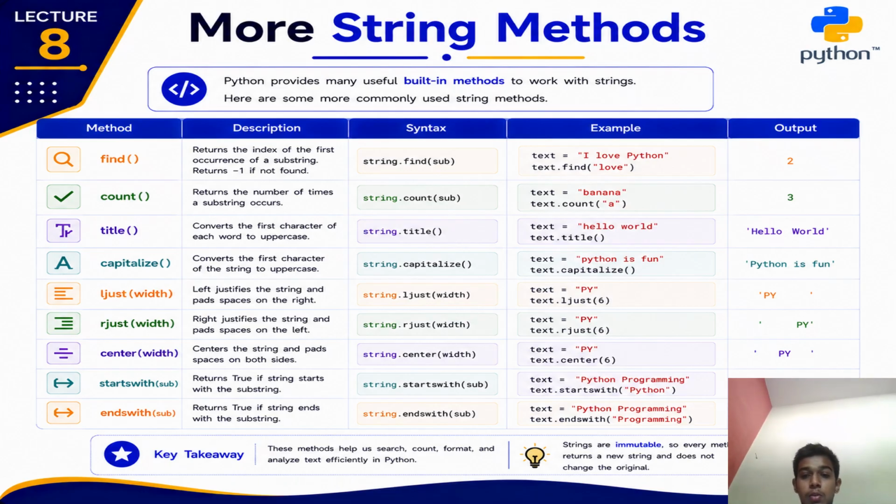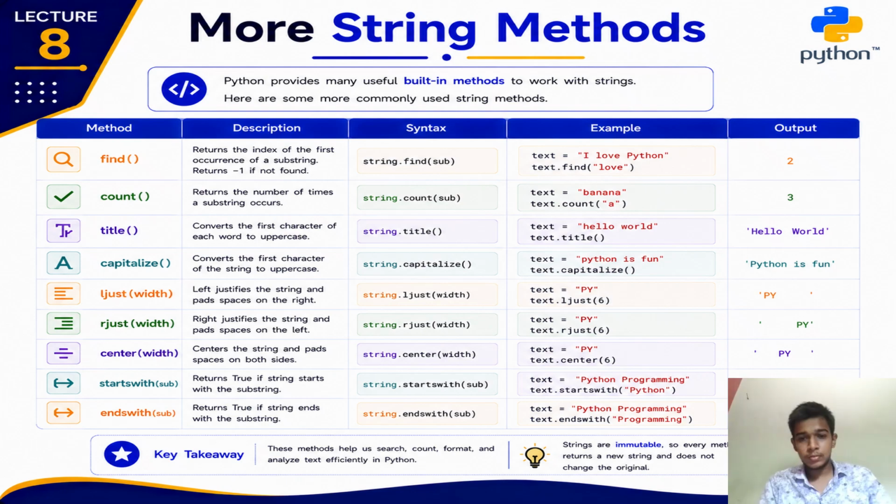Now let's continue learning some more useful string methods in Python. In the previous slide, we learned upper, lower, strip, replace, and split. In this slide, we will explore a few more built-in methods that are commonly used in real Python programs. Let's understand them one by one. The first method is find. The find method searches for a substring inside a string and returns the index of its first occurrence. The syntax is given here.